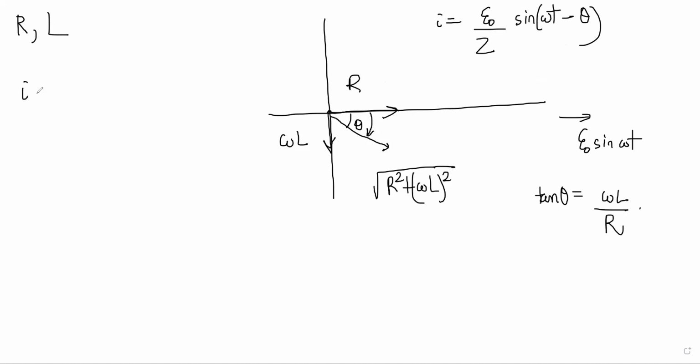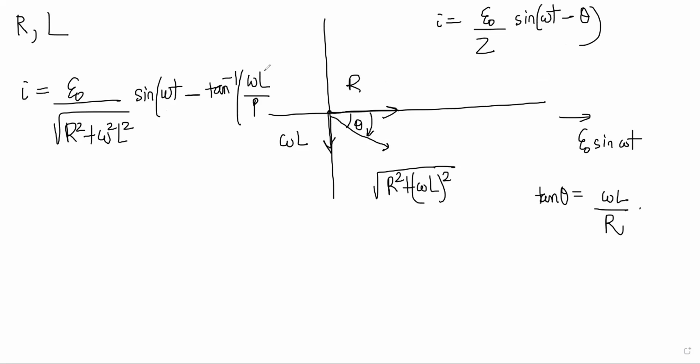Your current in this case would be E naught by Z, where Z is the length of this resultant, which is root over R square plus omega square L square. It'll be sine omega t minus tan inverse omega L by R. So we already know the answer here. We know the current in the circuit. There is no issue.